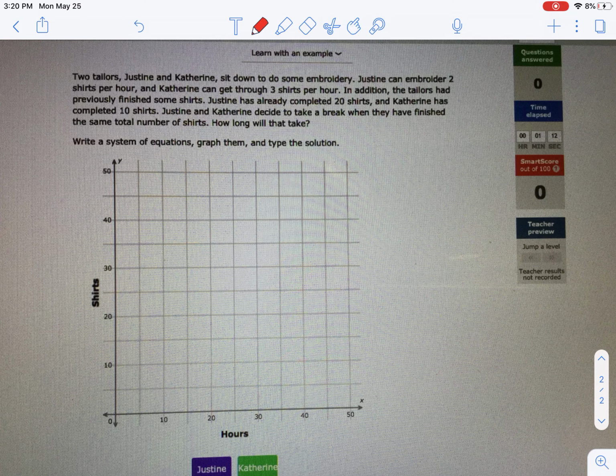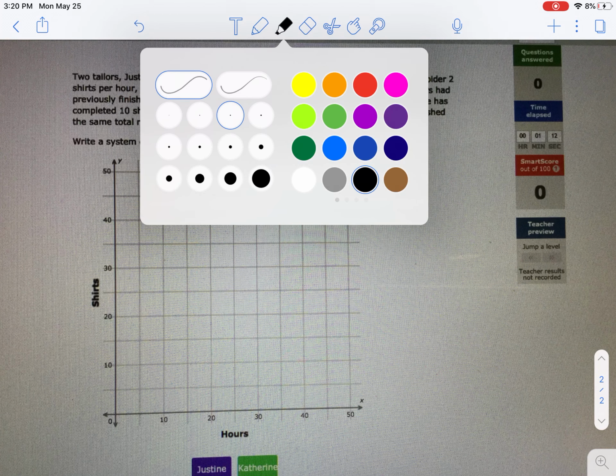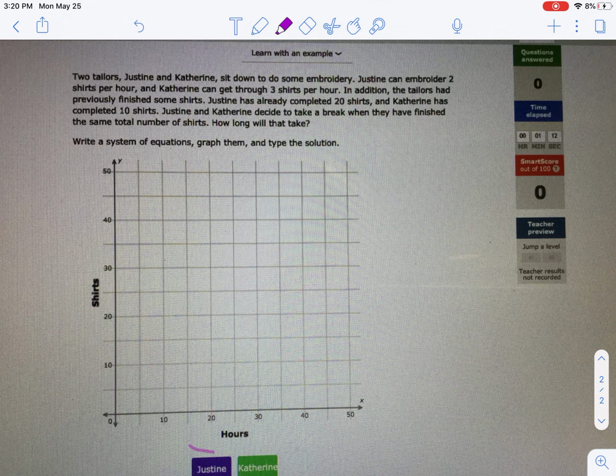So Justine's name is in purple, so we're going to make her line in purple. It says Justine has already completed 20 shirts. So let's make a dot at 20 for Justine because that's her starting point. And it says she can do 2 shirts an hour. So if we go up to 10 hours, she would be able to do an extra 20 shirts. Okay, so those would be the dots for Justine.